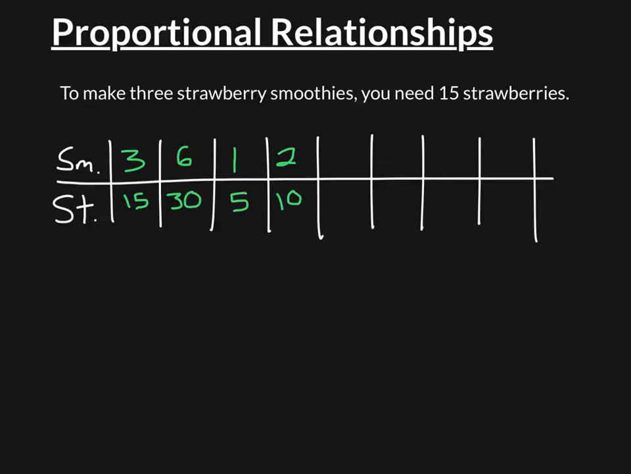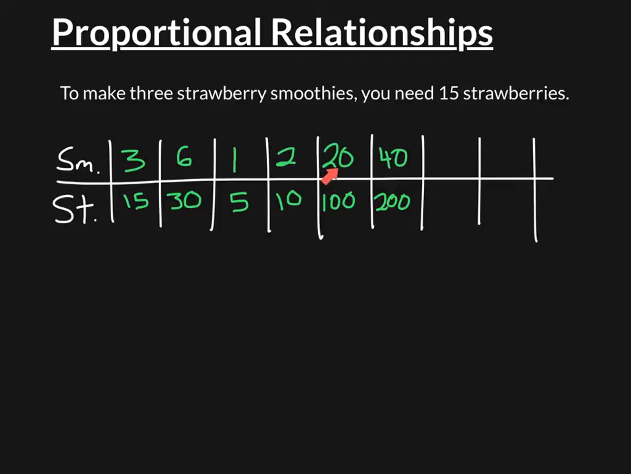I could multiply 2 smoothies. Let's say I want 20 smoothies, right? If I do 2 times 10, I can do 10 times 10. That will be 100. If I do 20 smoothies, I'm going to need 100 strawberries. We could say 40 smoothies, 200 strawberries if I just double both of those numbers, right? We can also go back to, 20 smoothies is 100 strawberries.